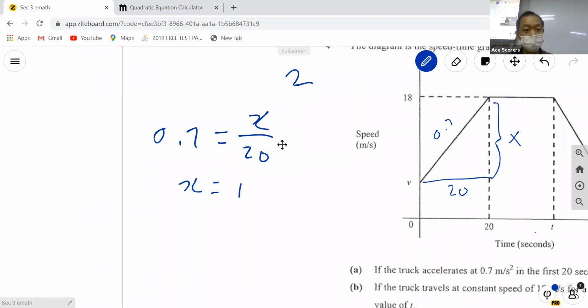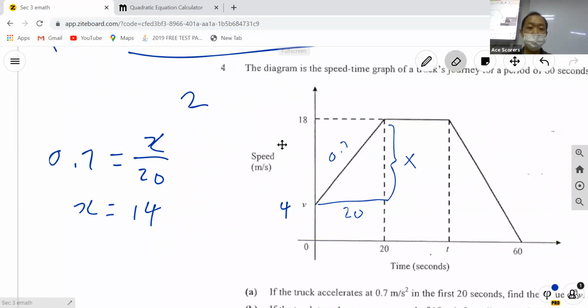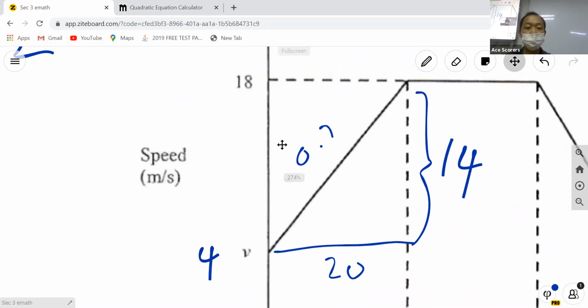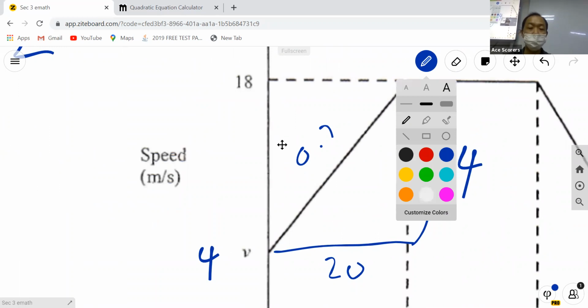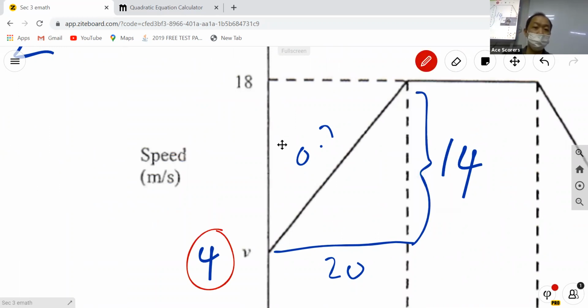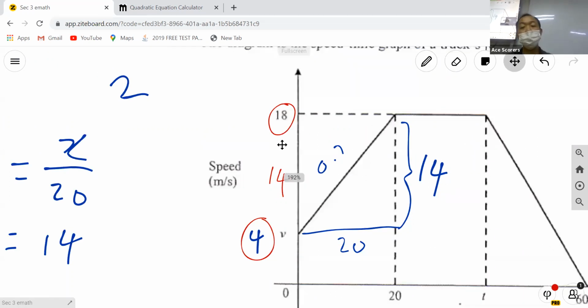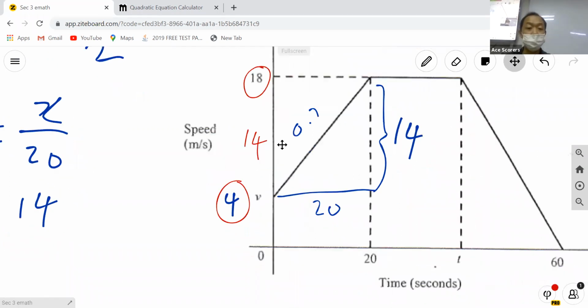Is it 14, right? x equals 14. So if x equals 14, V must be equal to 4. Why? Because if the gap is 14, then 4 plus 14 equals 18. Is that the original value 4? You plus 14, then you get 18. So the gap must be, so V equals 4. Okay? So we get V equal to 4.